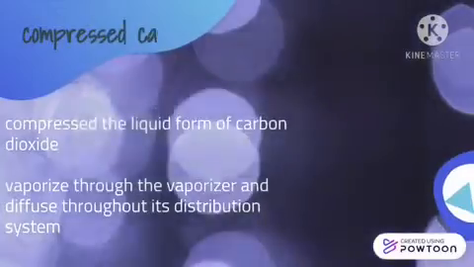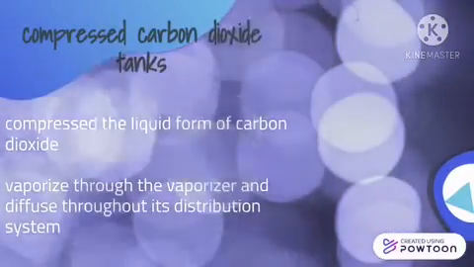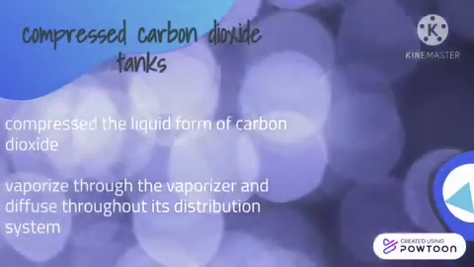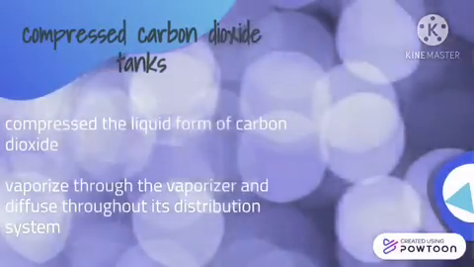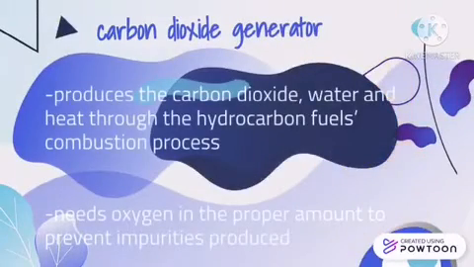First, we can use compressed carbon dioxide tanks, which hold carbon dioxide in liquid form, which then vaporizes in the vaporizer and diffuses throughout the distribution system. The second one is the carbon dioxide generator, which produces carbon dioxide, water, and heat through the combustion of hydrocarbon fuels. It also needs oxygen in the proper amount to prevent impurities from being produced.